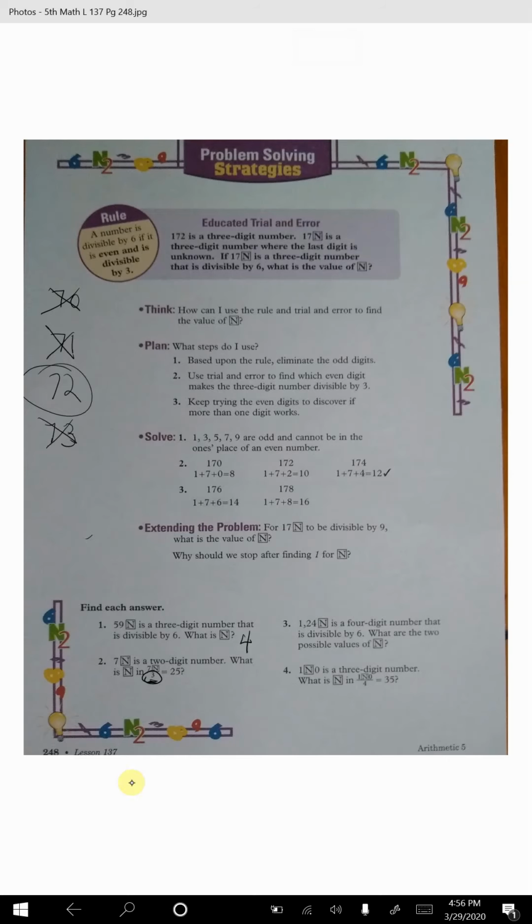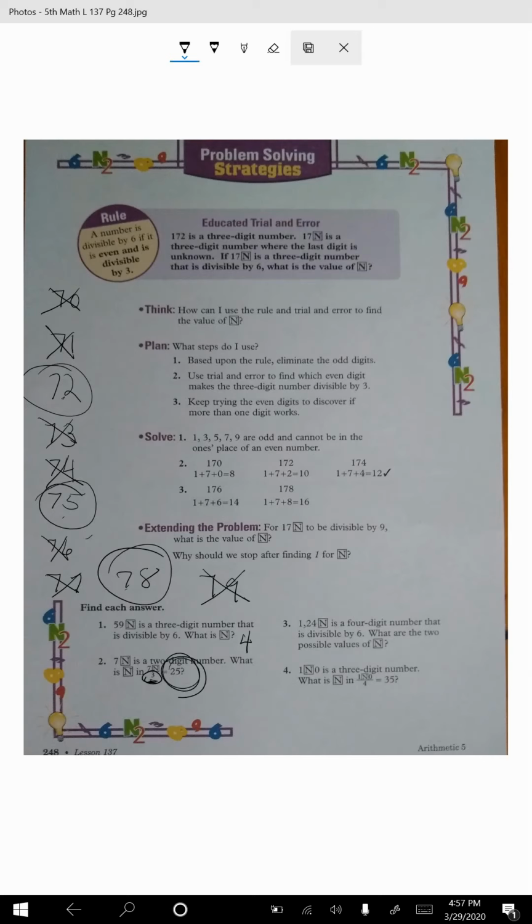73, that's 10. Won't work. 74, 11. Won't work. 75, 12. Oh, that'll work. 76, 13. 77, 14. 78, 15. That works. 79 is 16. That won't work, and we have to quit because the next one would be an 8. So we have 3 possibilities for this one. Oh, wait a minute. Oh yeah, these all can go into 3. So I'm not done yet. I forgot about this part.